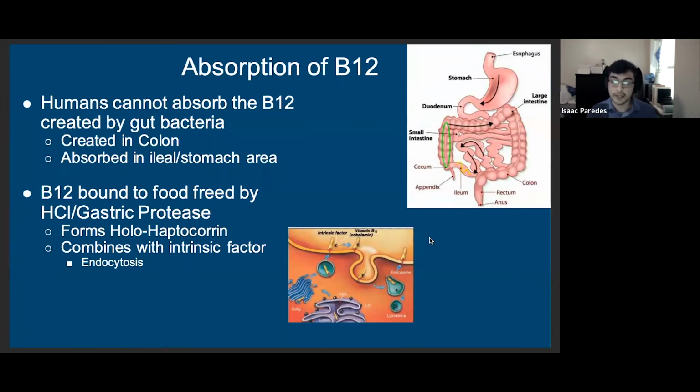The vitamin then binds to haptocorin for protection from the acidic environment in a complex known as hollow haptocorin. After entering the small intestine, pancreatic protease in the duodenum releases B12 from the hollow haptocorin complex. The freed vitamin then binds to the intrinsic factor for receptor-mediated endocytosis at the terminal end of the ileum. This complex is then broken within the cell, and the B12 is then transported to target tissues via a transport protein in the blood called transcobalamin 2. Next slide, please.